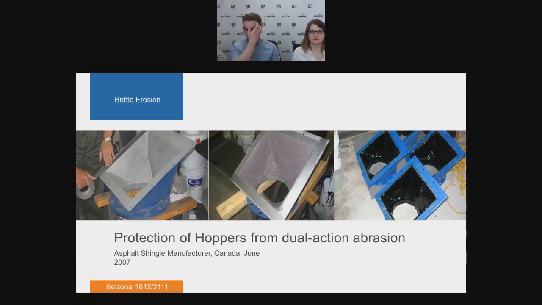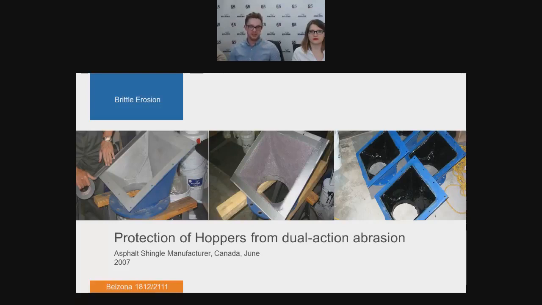So what they did was they used Belzona 1812, the ceramic carbide fine particle version, to combat the ductile, the sliding abrasion they got from dropping these shingles into the hopper. And then they used Belzona 2111, the same as in the previous example, to cope with the initial impact of them hitting the side of the hopper and then sliding down the outside.